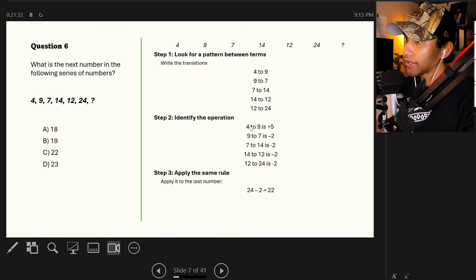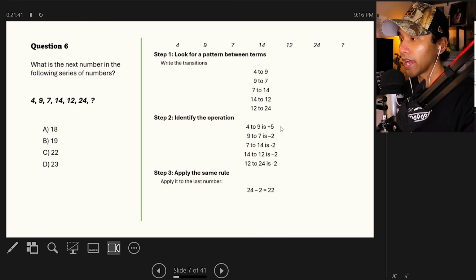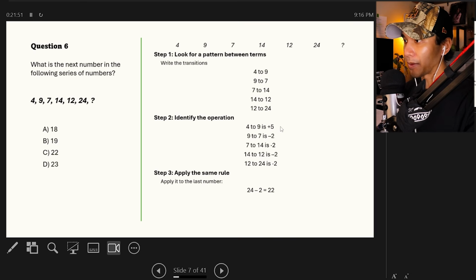You see here, it says 4 to 9 is 5 though. And that has nothing to do with the pattern. And that might throw you off. I've seen this before and I got stumped on it. But what matters is what happens afterwards. Minus 2 times 2, minus 2 times 2, right?